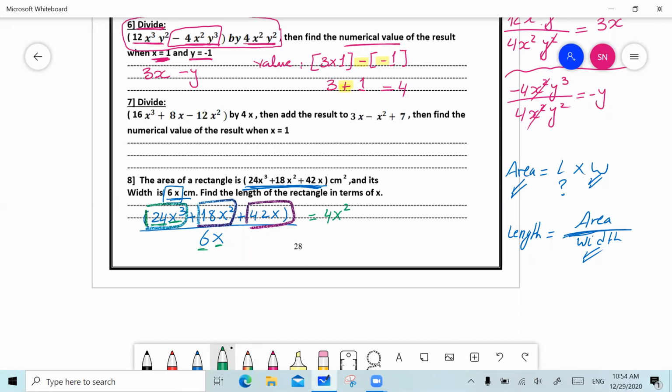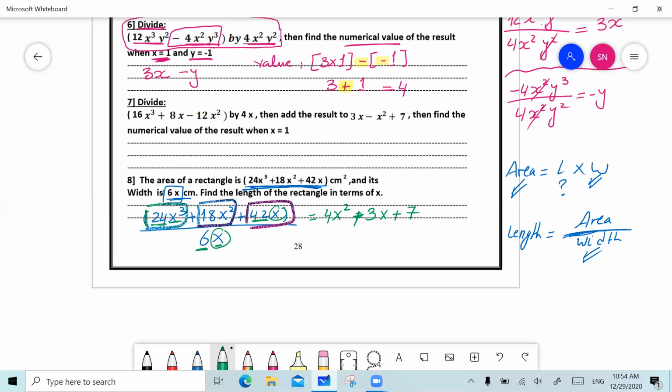And then positive 18 divided by 6. This is equal to positive 3. X squared divided by x. This is equal to x. Positive 42 divided by 6. This is equal to positive 7. X divided by x. This is x to the power of 0, so I'm not going to write it.